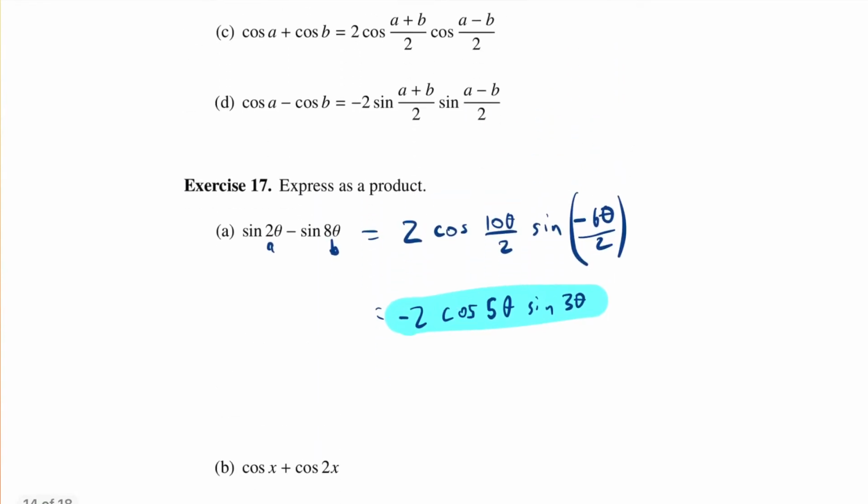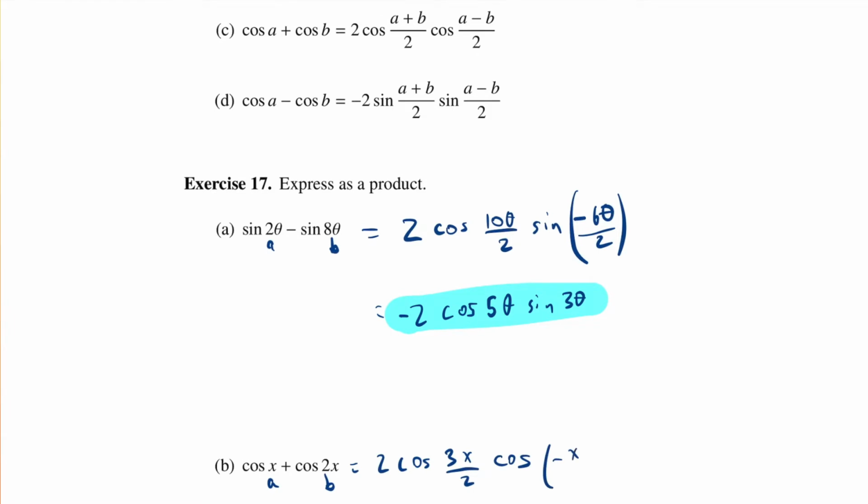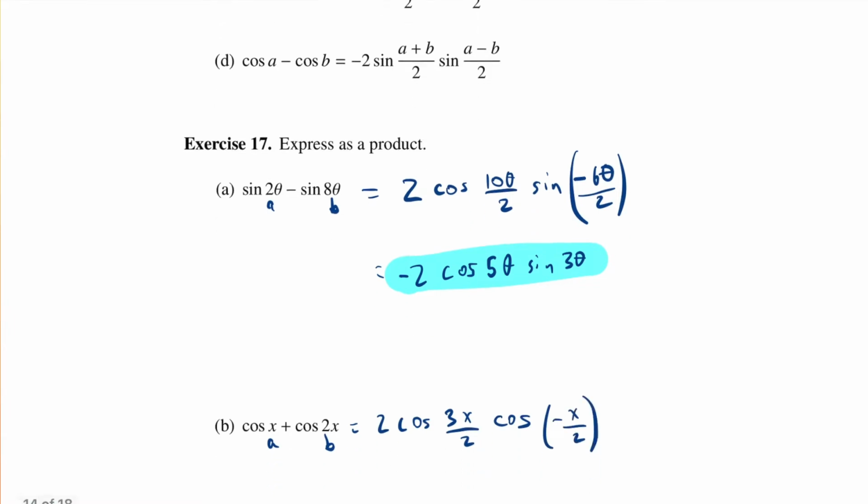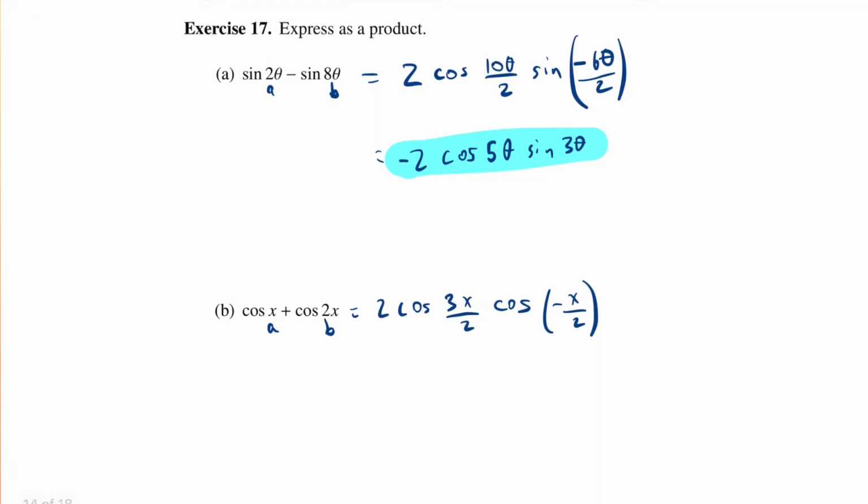Next one is cosine plus cosine. That would be C. So we have our A and our B here. So 2 cosine, I'm applying this formula right here, part C. 2 cosine, A plus B is 3x over 2, and cosine of A minus B is negative x over 2. And cosine is an even function, so this negative disappears for even functions. So we have 2 cosine 3x over 2 cosine x over 2 is our final answer.